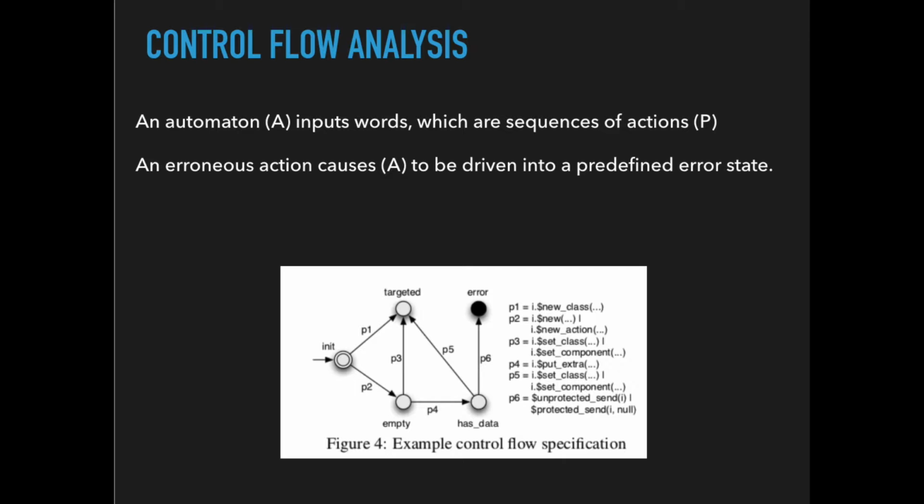To statically detect violations specified by A, the program analysis traces each control flow path in the tool's model of P, synchronously executing A on the actions executed along this path. We did something similar to this in Computing Systems 1 when we were evaluating buffer overflows and buffer attacks. In this figure here, the error state is reached if the intent contains data and is sent unprotected without specifying the target component. This would end up resulting in a potential unintended information leak.